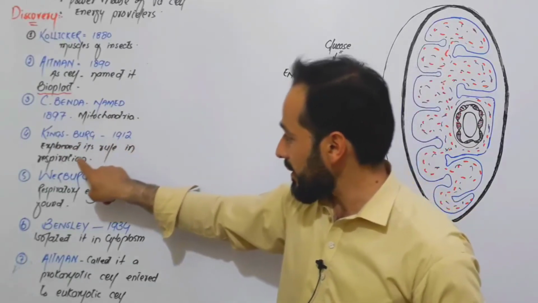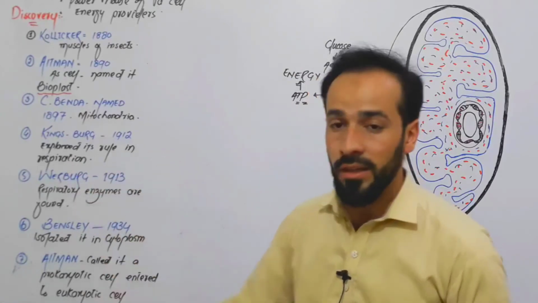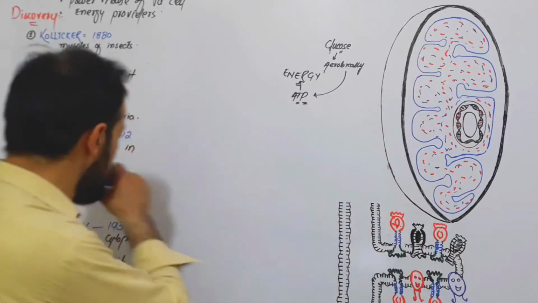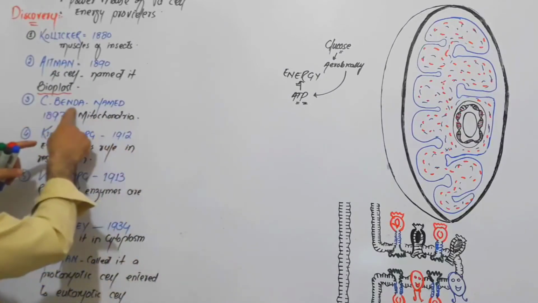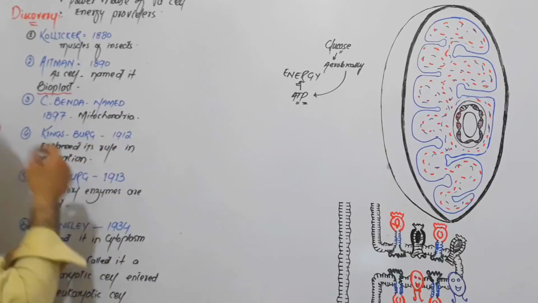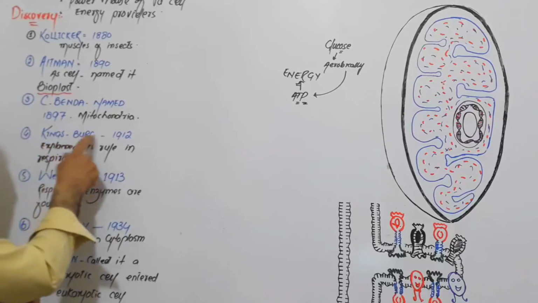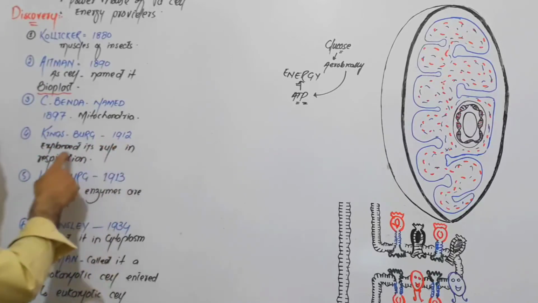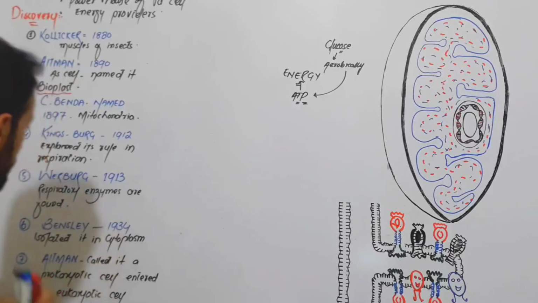Then the fourth scientist, Kingsburg, in 1912 explained its role in respiration. He said that in a cell there are thread-like substances which were called mitochondria by C. Benda. These thread-like substances are responsible for cellular respiration.